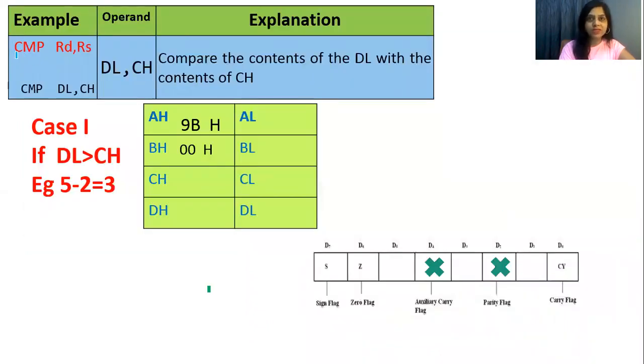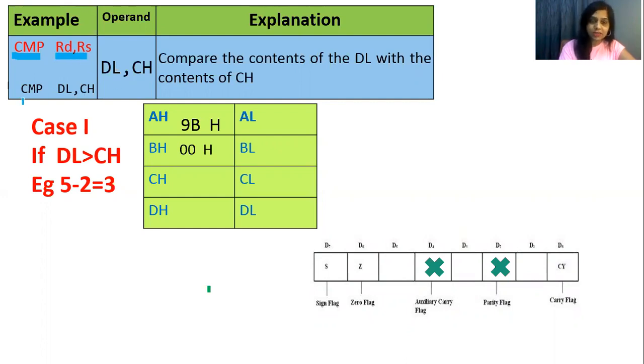The format of this instruction is this: this is the mnemonic part, that is compare, and this is the operand part. The operand may be anything. It may be register, it may be register and data, it may be memory and register. It may be an 8-bit register, 16-bit register, 16-bit memory, etc.